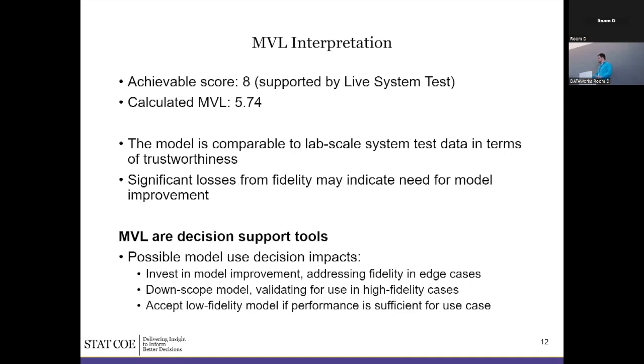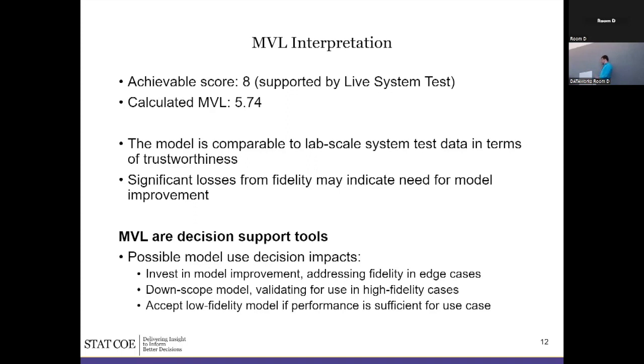Well, there's no single decision threshold here. This is sort of a quantification of risk, a quantification of trust, and it's ultimately for decision support. So this is where now the program manager or somebody higher up would need to make a decision. What decision might come out of this? Well, one, we may very well need to invest in model improvement, right? We saw significant fidelity issues. We may very well be able to improve our model to address those.